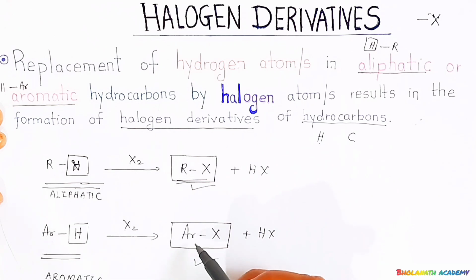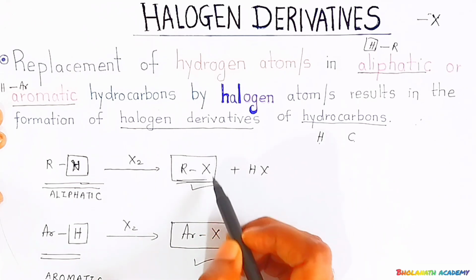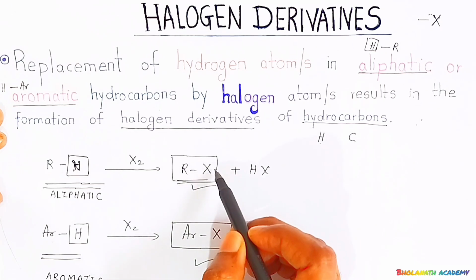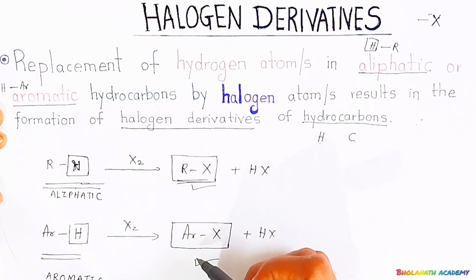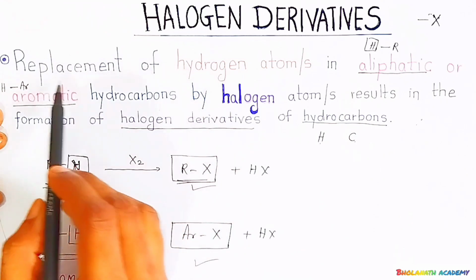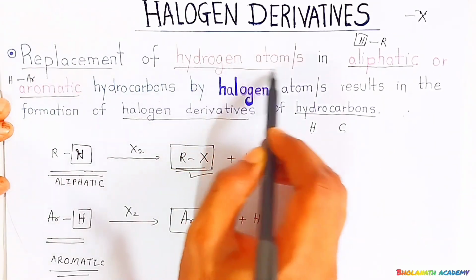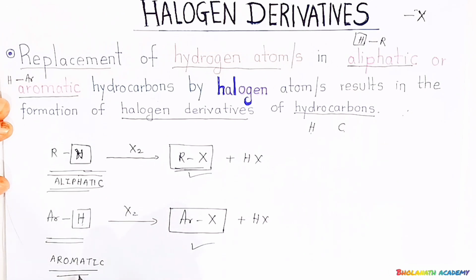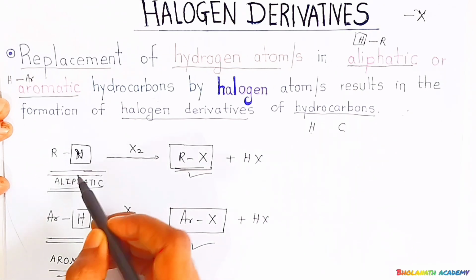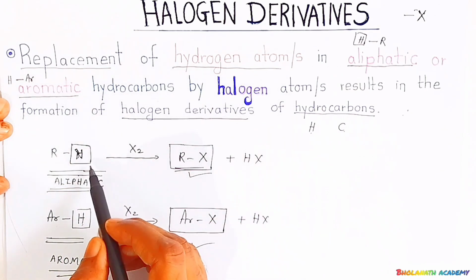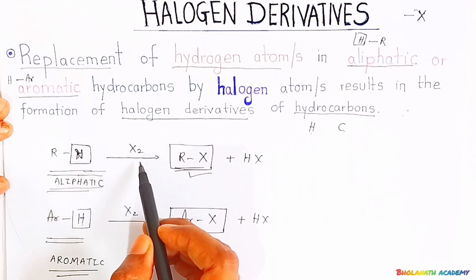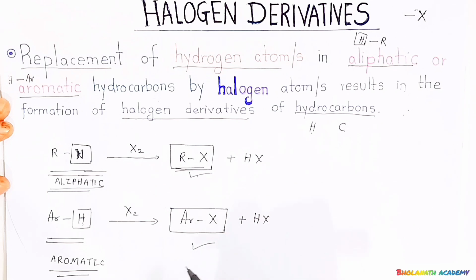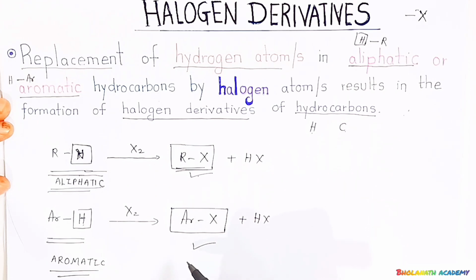These compounds are called halogen derivatives because now the compound contains halogen. Okay students, because of the halogen atom, the compound is called halogen derivative. Understanding, students? So replacement of hydrogen atom: this is the hydrogen atom of aliphatic and this is the hydrogen atom of aromatic hydrocarbons. Aliphatic and aromatic both are hydrocarbons, students. Now we are going to replace the hydrogen of the aliphatic by halogen atom, and the compound obtained is called halogen derivative. Understanding? Very simple, students, very important from the examination point of view.